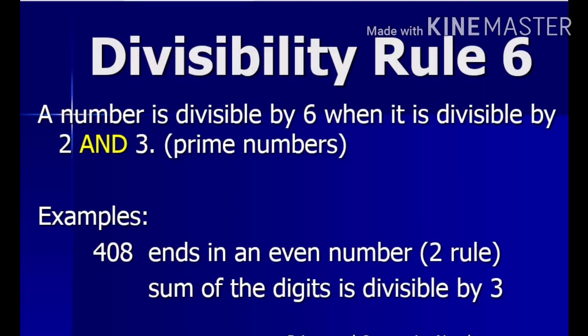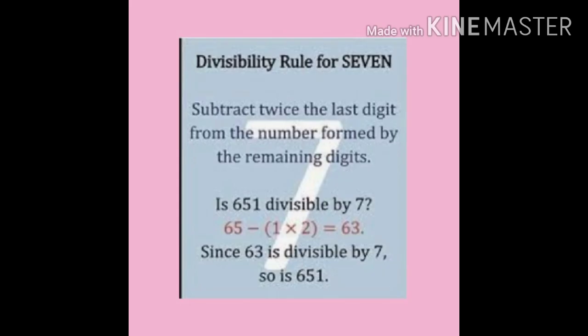Now divisibility rule of 6. A number is divisible by 6 when it is divisible by 2 and 3. What does it mean? It means that the number should be even as well as the sum of the digits should be divisible by 3. For example, 408. See, it's an even number because in the ones place we have the digit 8. And moreover, 4 plus 0 plus 8 is 12. So 408 is divisible by 3. Clear?